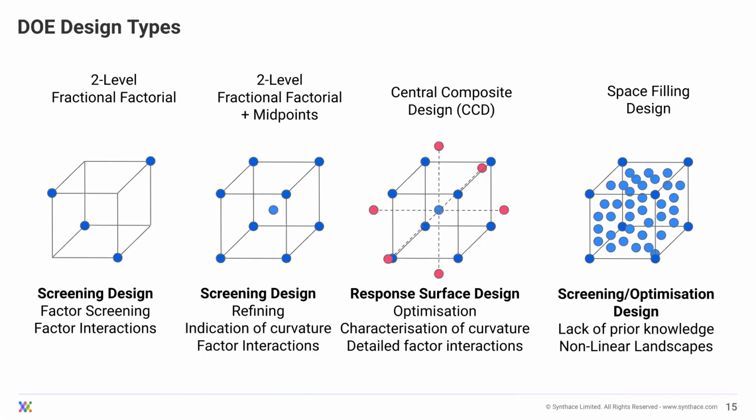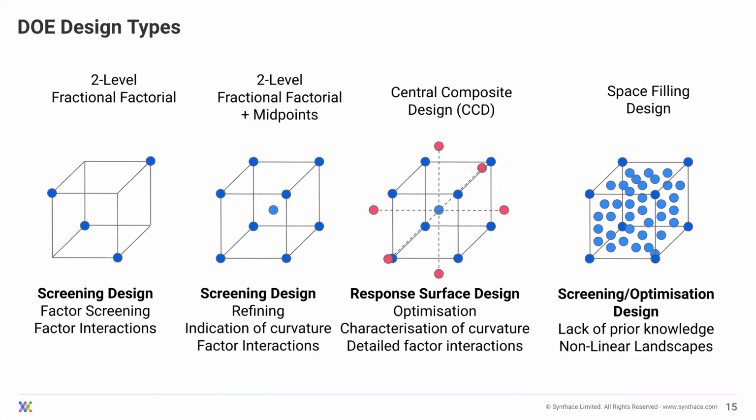The two-level fractional factorial with midpoints is the same design, but with what we call center points. So you'll have a set of runs in your design which take on the middle level of any one of your factors, a set of runs that sit in the very center of your design. Again, these are really great for screening factors, but also refining your space, getting an indication of whether there's any curvature in your response landscape for any of your factors, and also getting a deeper understanding again of the factor interactions.